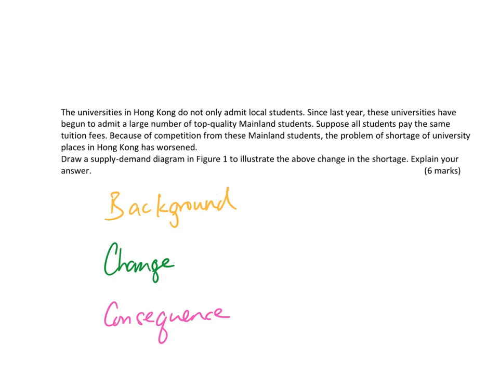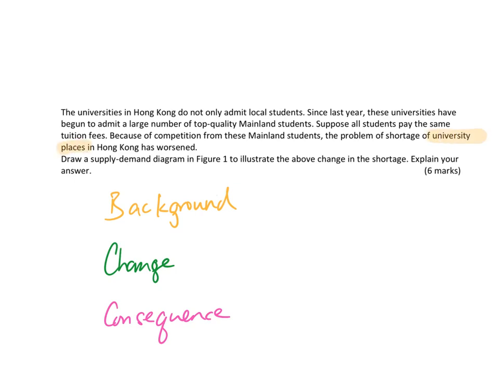Okay, here we have a real example. It's a past paper. The first step is to find the background, and for the background we first identify the market. So what product or service is being talked about here? It should be about universities and university places. After reading the question, you know the focus. Normally, it appears in the later part of the question.